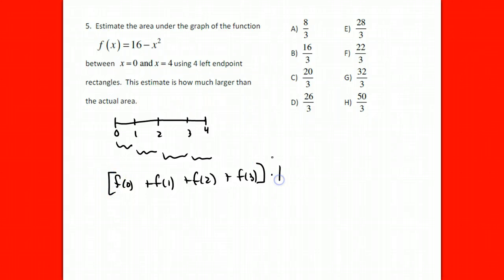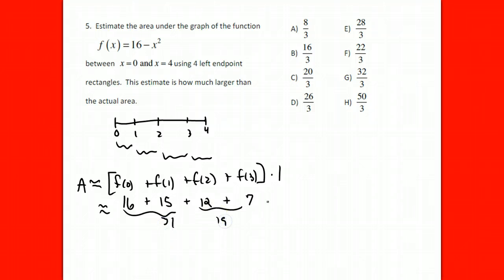And so what's the function at 0? 16 minus 0, 16. 16 minus 1, 15. 16 minus 4, 12. 16 minus 9 is 7. Add these up. The approximation of the area will be that sum. I think you'll get 16/3 if you put a 5 here. That's a mistake that was made. Anyway, we get 31 and 19, exactly 50. Okay, and you can take it from there.